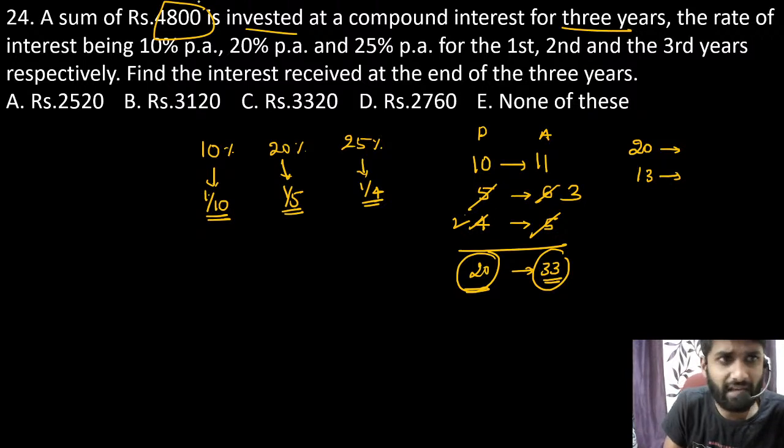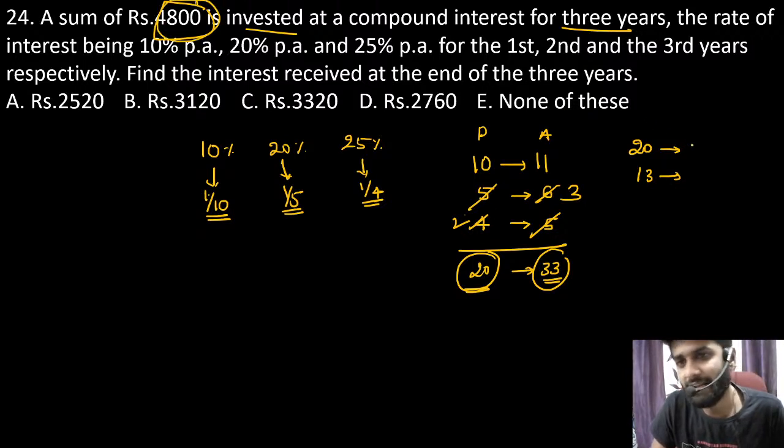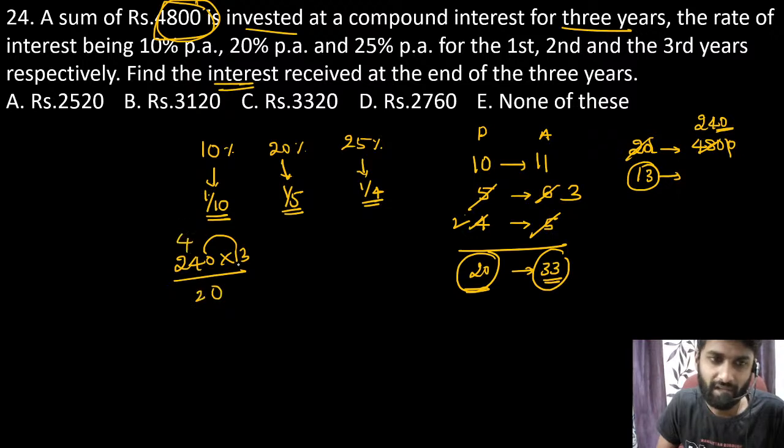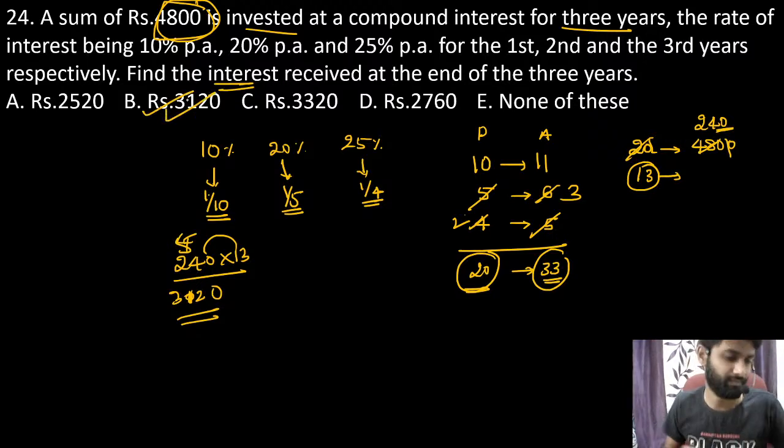Now what is the comparison? A sum of 4,800 means 20 units is equal to 4,800. 0, 0 cancel. The value of 1 unit is exactly 240. What is the question? Find the interest. Interest is exactly equal to 13 units. Now the answer becomes 240 into 13. 13 zeros are zeros. 13 fours are 52, 13 twos are 26 and 5 makes 31. Sorry, so the answer becomes 3120.